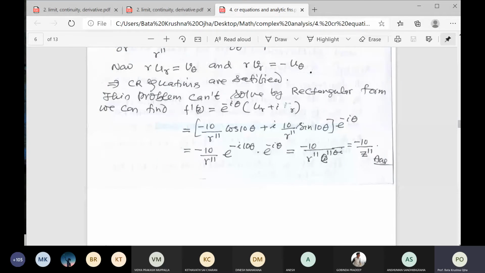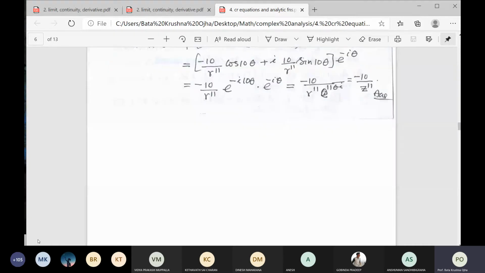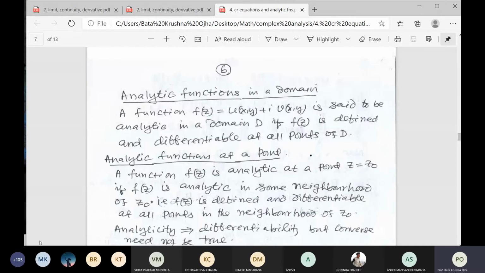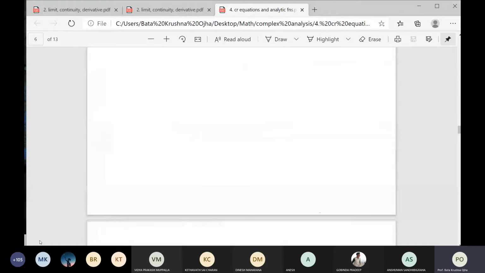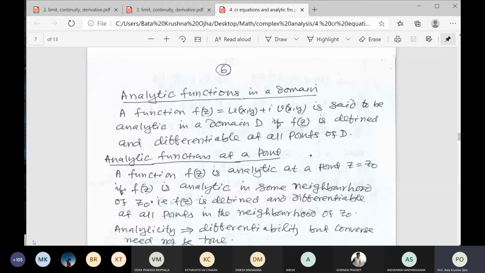Now this is a very important topic: analytic functions. These analytic functions depend on the CR equations. Without the CR equations, we cannot claim whether the function is analytic or not, right? So what is an analytic function? The function f of z is said to be analytic at the point z is equal to z0. You already know differentiability at a point, so for analytic, the function is said to be analytic at a point z0.